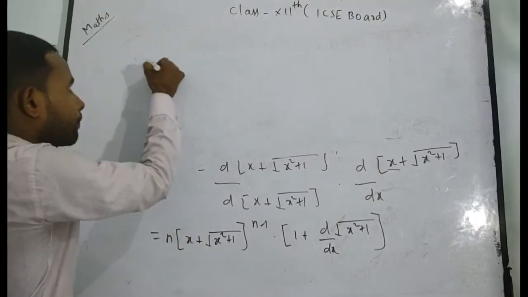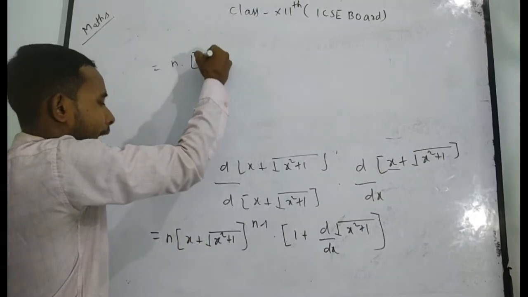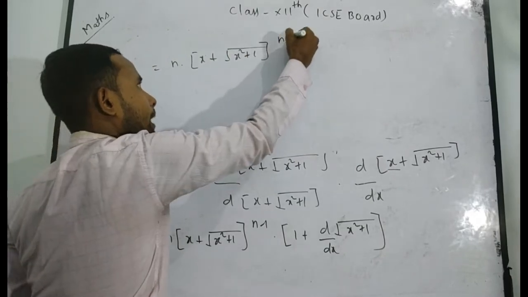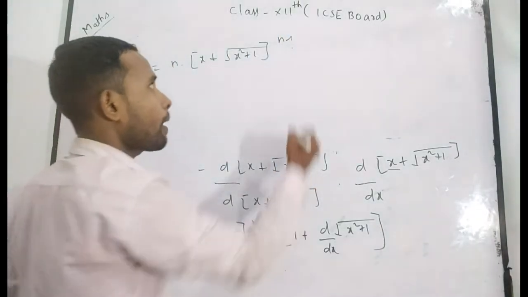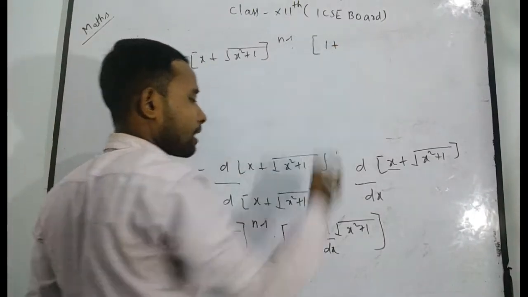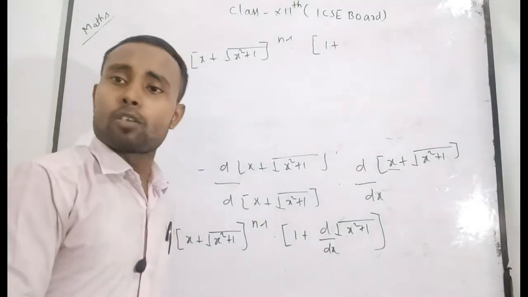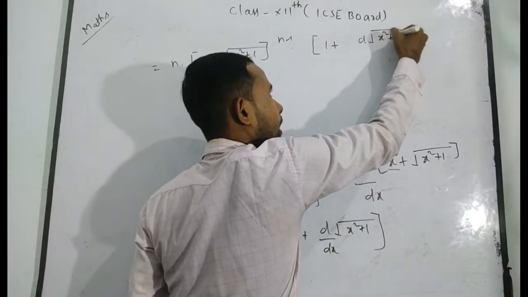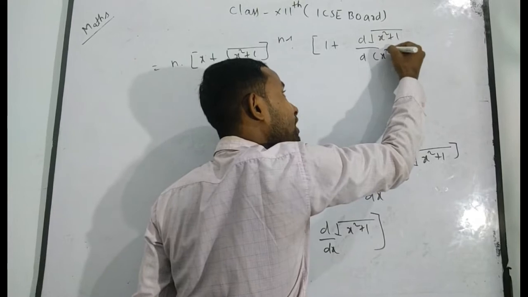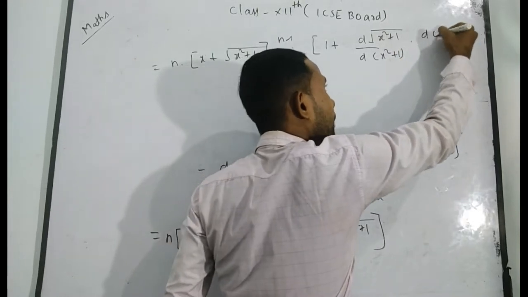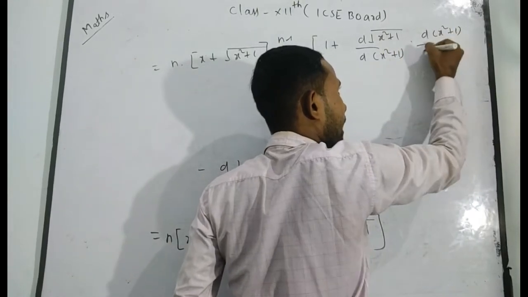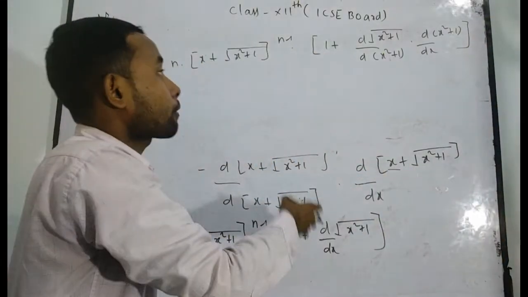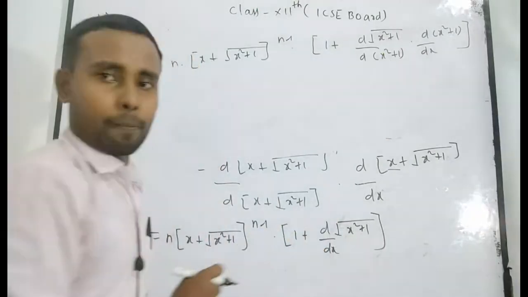This will be n times (x + √(x² + 1))^(n-1) into, now what will this be? 1 plus... Can you differentiate with respect to x? No. In that case, first of all, you have to differentiate √(x² + 1) with respect to x² + 1. Again, you have to differentiate x² + 1 with respect to x, about which I have already told you many times. And in this class, the first problem will be the same problem.